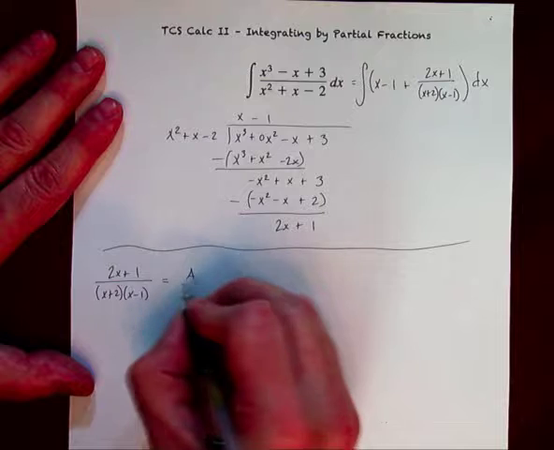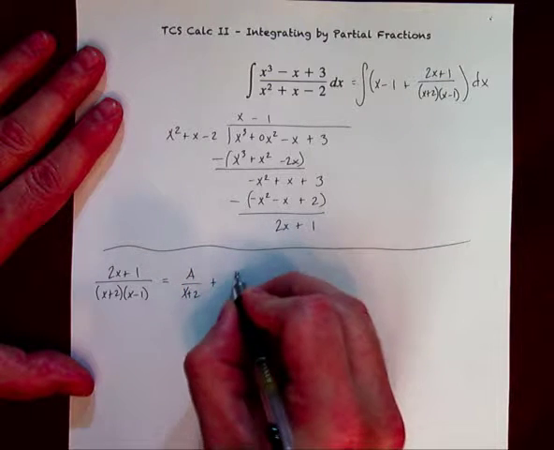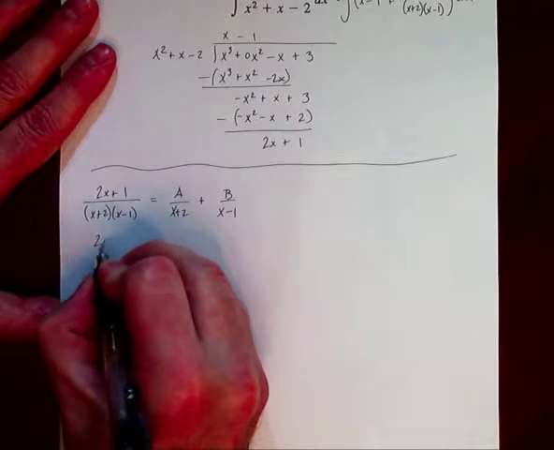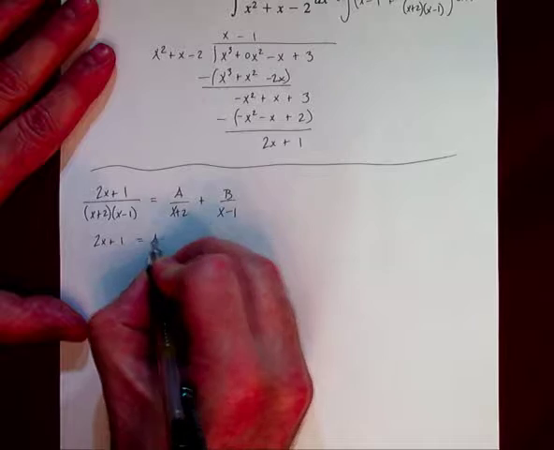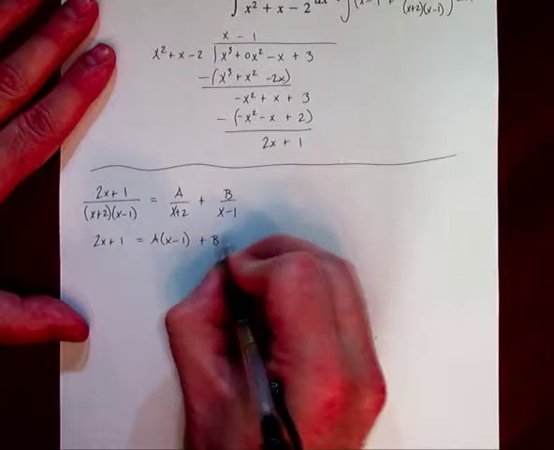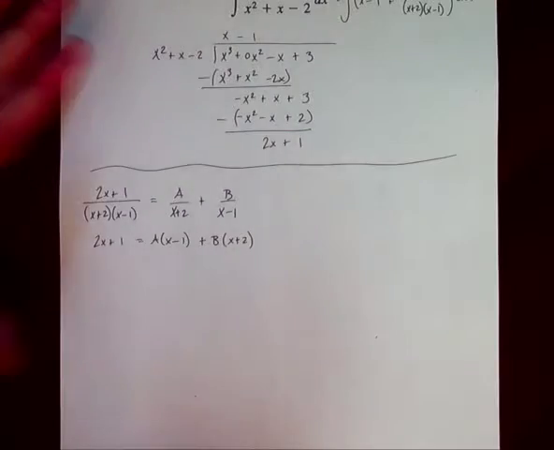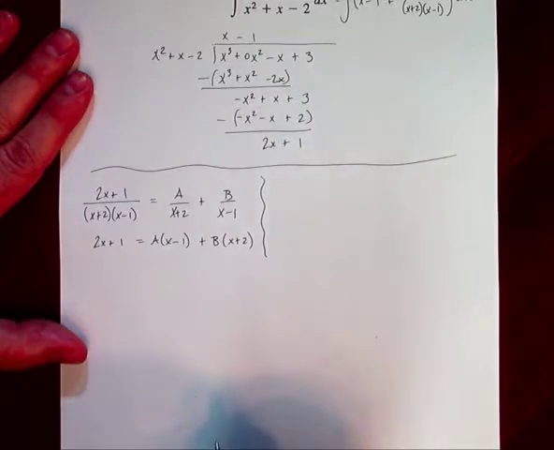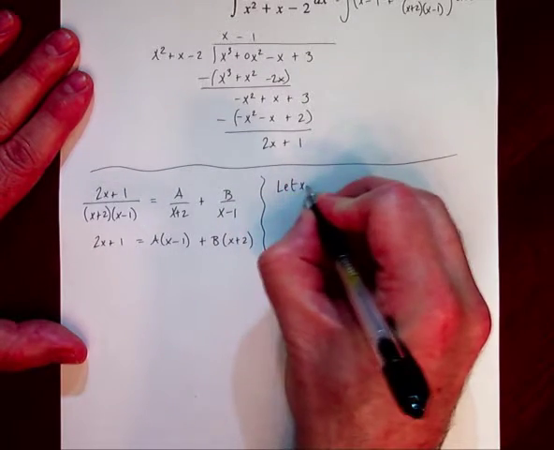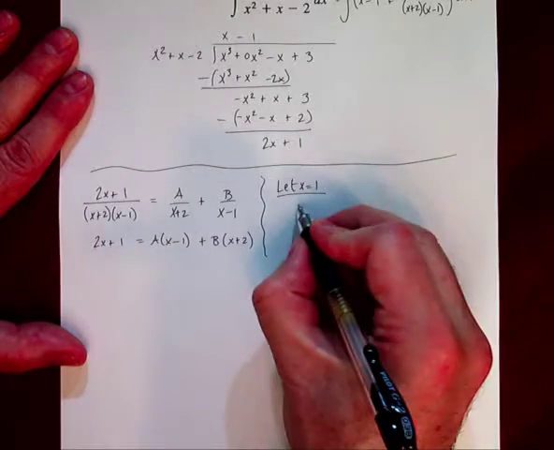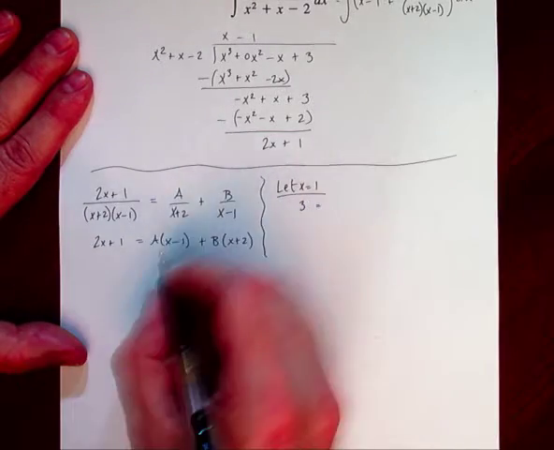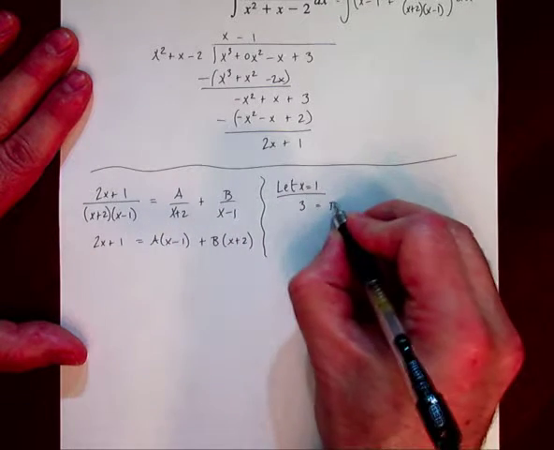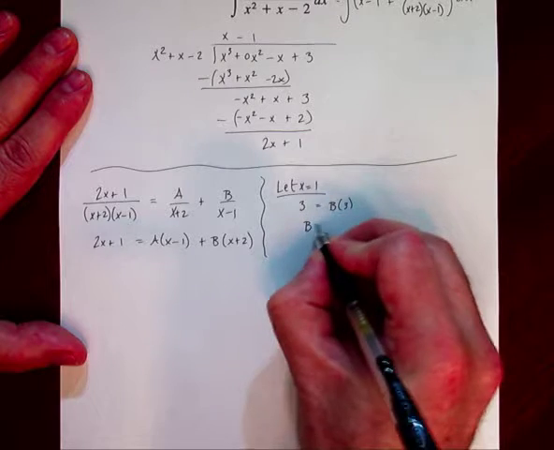We have two linears, so it becomes a over x plus 2 and b over x minus 1. We're going to go ahead and multiply through, so I get 2x plus 1 is equal to a times x minus 1 plus b times x plus 2. We, of course, have linears, so we can use our convenient values to zero out one term or the other. So let's go ahead and let x is equal to 1. If x is equal to 1, we get 3 is equal to, and of course this term right here goes to 0 because 1 makes x minus 1 zero, and I get b times 3. So b is equal to 1.